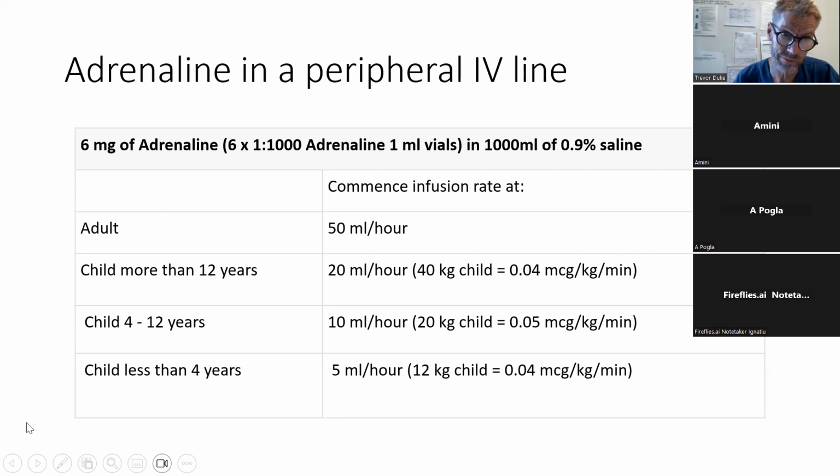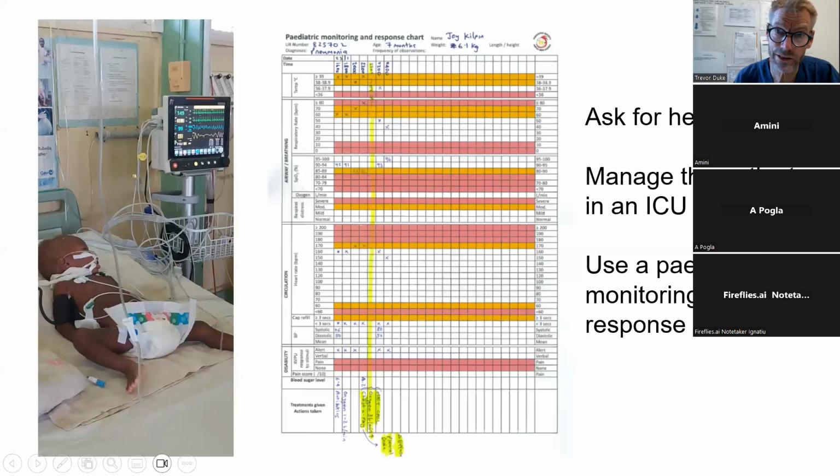And then lastly, in the management of children with shock, you should ask for help. You can never manage a child in shock by yourself. It takes a team of people to manage a child in shock, to do all of those things the child needs in the first hour or two. You should ask for help.